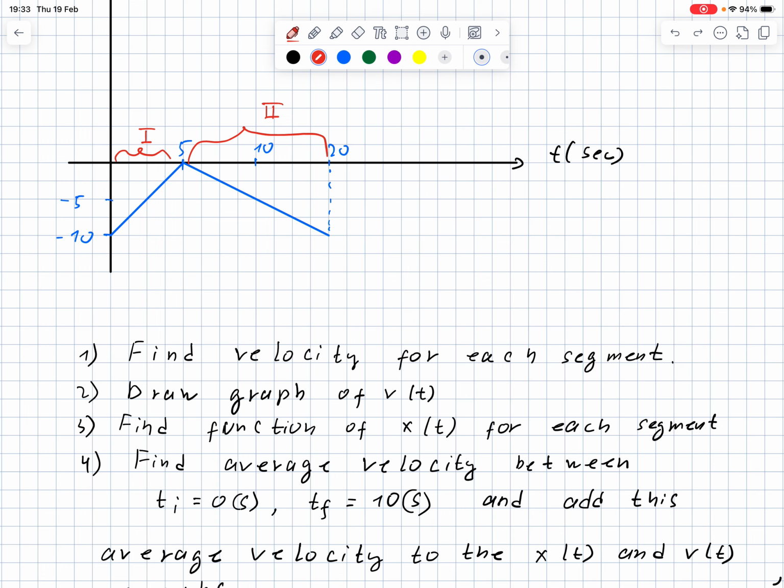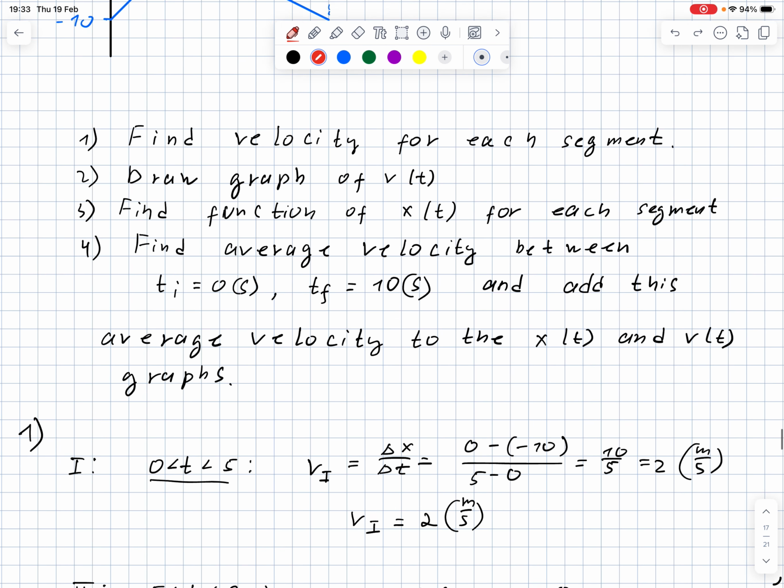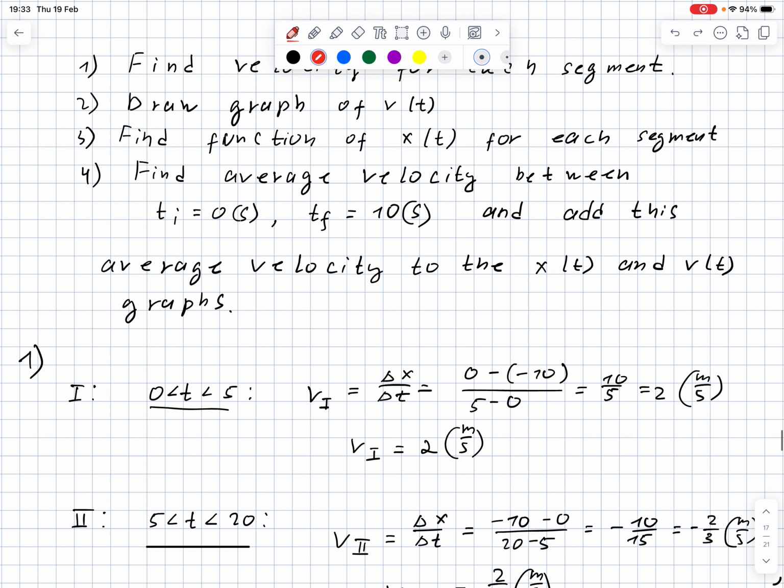And last part, we need to find the average velocity between the initial time of 0 seconds and the final time of 10 seconds. And we also need to show this average velocity in the graphs of x of t and v of t. Okay, now let's try to calculate the velocity of the first segment.